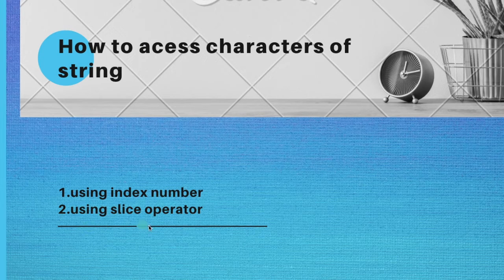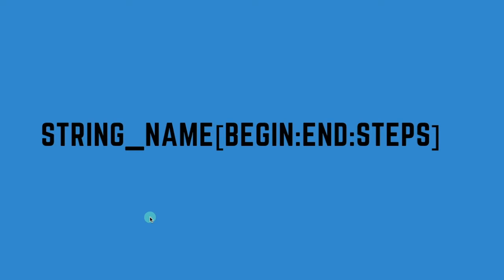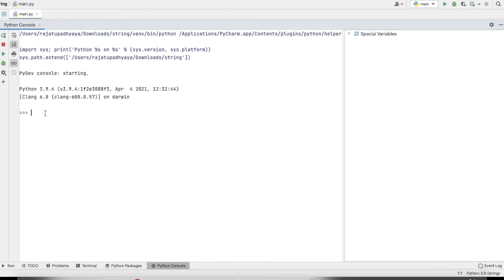Now the second way is the slice operator. What is the slice operator? Let me give you the syntax for the slice operator. We will write the string name, then we will write the begin, the end and the steps. Let me give you the example, then you will be more clear on that. Suppose we have one string like mastermind.